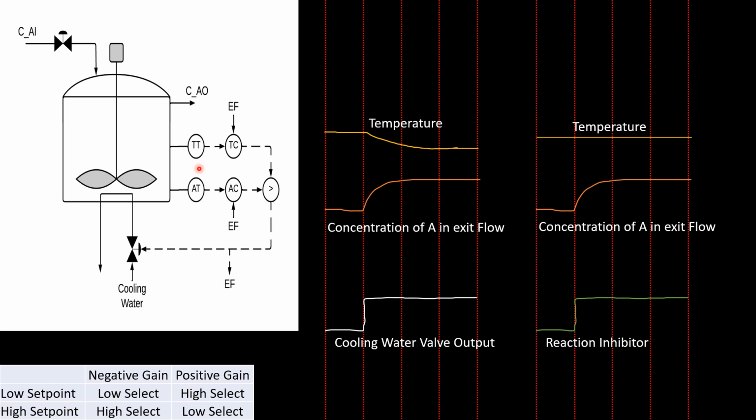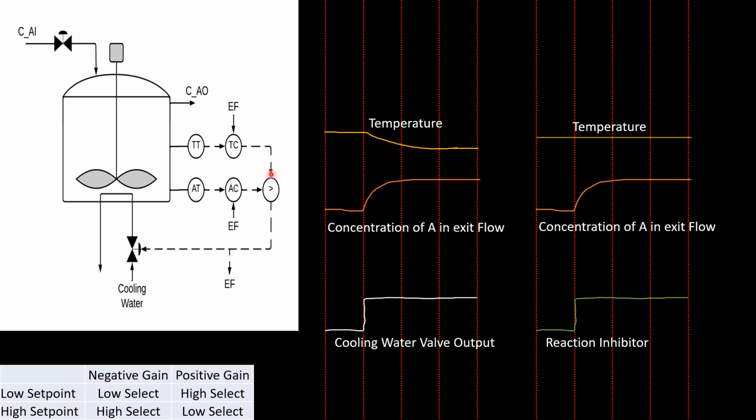So since temperature is our abnormal control variable, we want an override controller for it. Since we don't want too high of a temperature, we want a high set point override controller. And since if we increase the cooling water valve, we decrease temperature, therefore we have a negative gain and a high set point override controller. So we go to our gain and set point matrix. Since we have a negative gain and a high set point, we need a high select function block, as we can see in this diagram here.